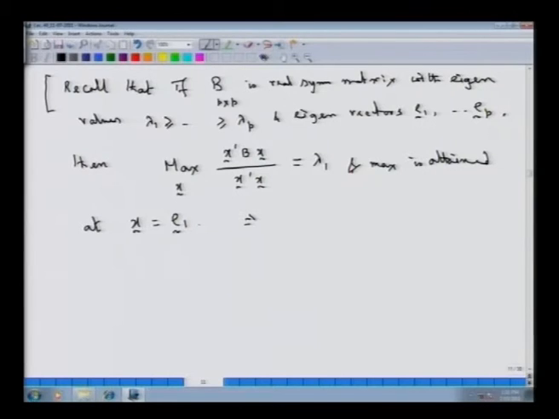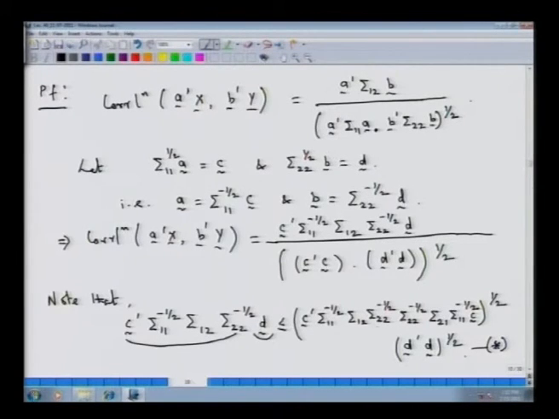So, this actually will tell us that x prime B x, if we look at this expression, is going to be less than or equal to lambda 1 times x prime x, where the equality once again is attained if we choose x to be equal to E1. In that case, this will be equal to 1 and this side will just be equal to lambda 1. So, this is the result which we will make use of in order to provide an upper bound of this particular quantity. Why do we look at that?